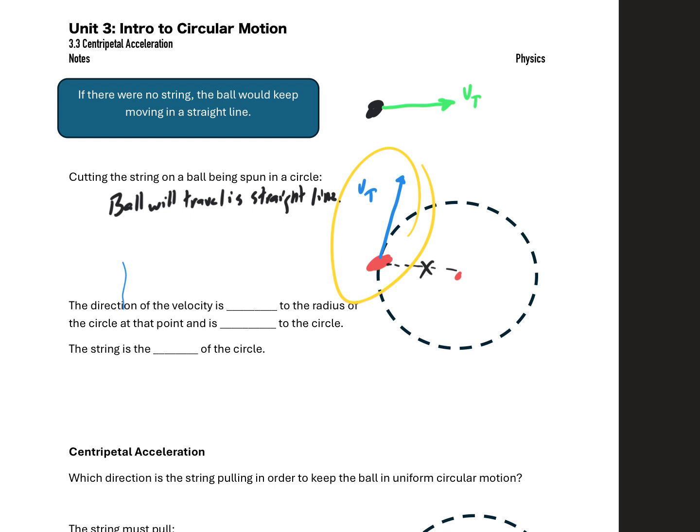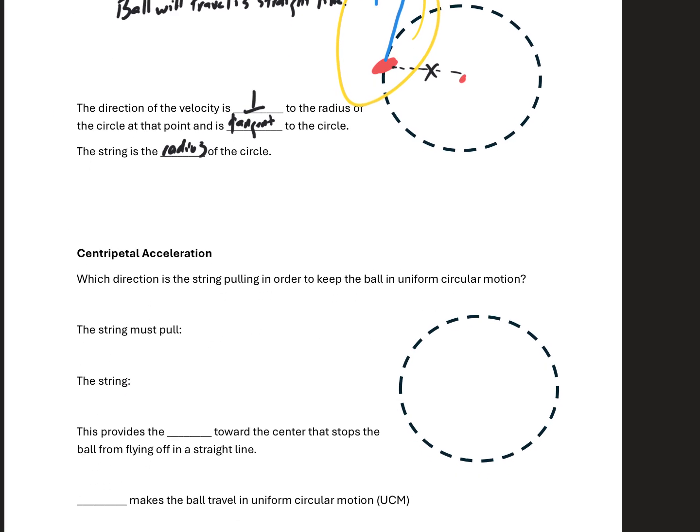So all of Newton's laws apply. The direction of the velocity is always perpendicular to the radius of the circle at the point, and is tangent to the circle. And in this example, the string is the radius of the circle. So we've kind of already talked a little bit about that, so hopefully not too much new information there.